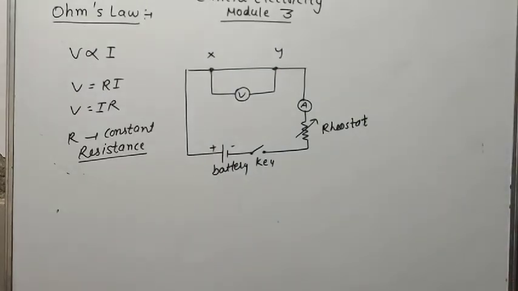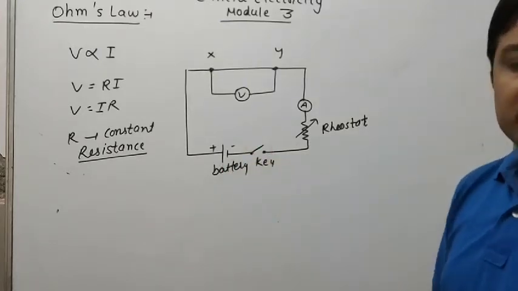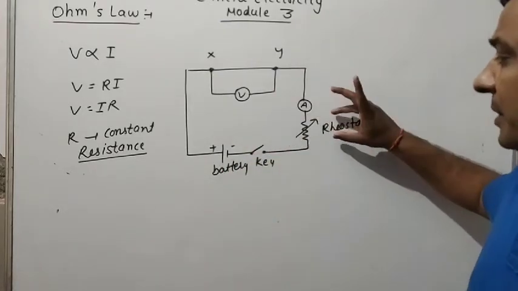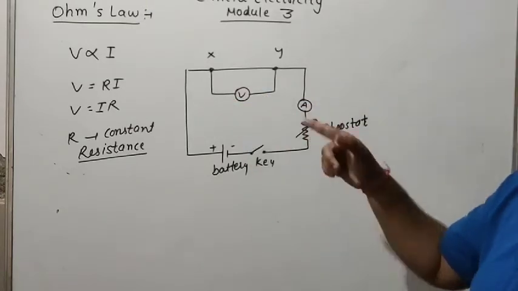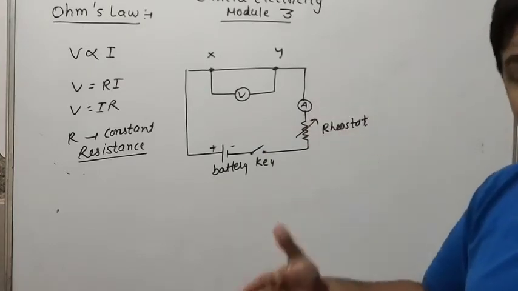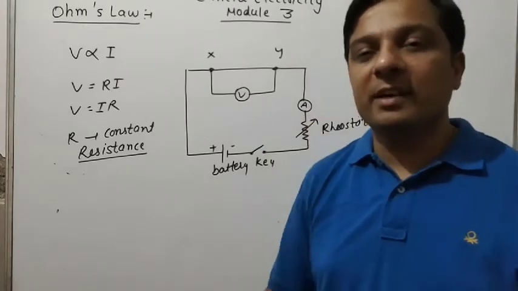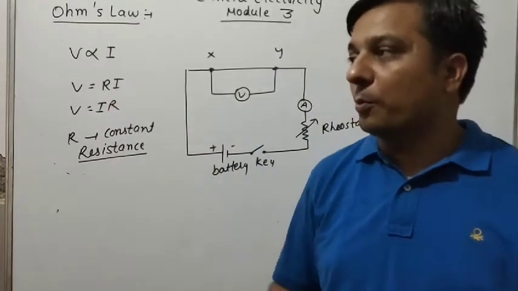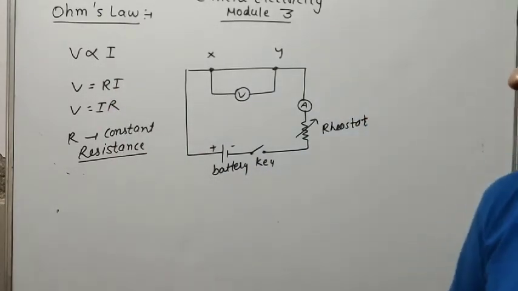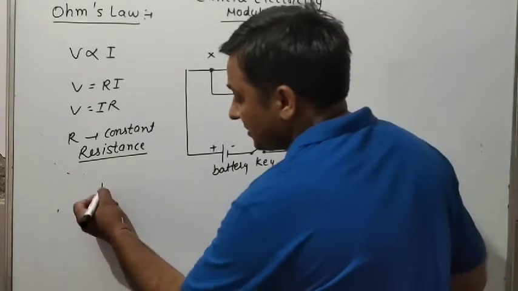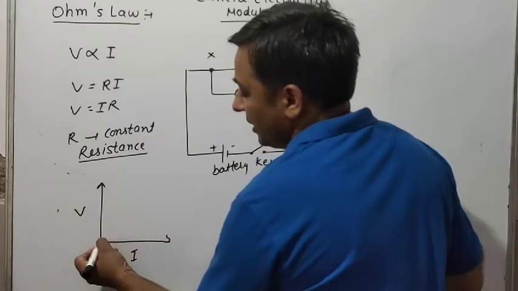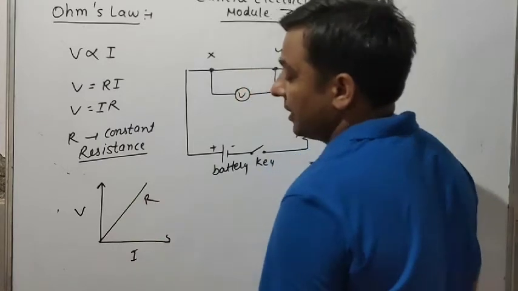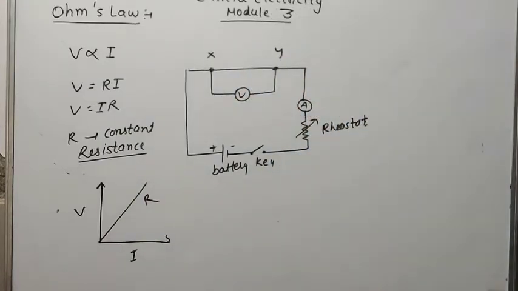Actually, what should we do in this experiment? When we increase the voltage, keeping R constant, the current increases. The voltmeter measures the voltage, and the ammeter measures the current. So when we increase the voltage, the current also increases. That is directly proportional. When we decrease the voltage, the current also decreases. And the graph of that is, this is V, this is I, a straight line, because this is directly proportional.